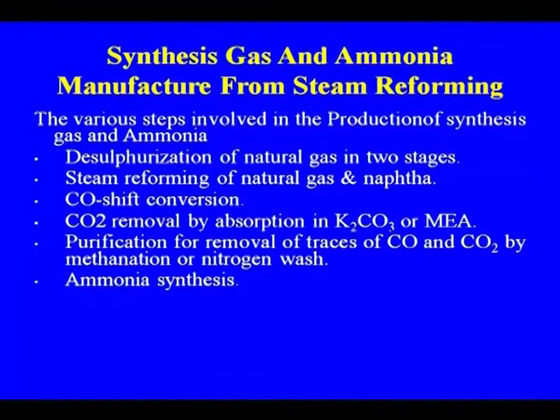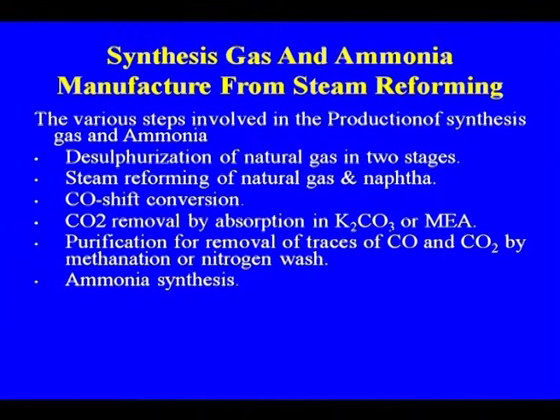The synthesis gas and ammonia are manufactured by steam reforming or partial oxidation, whichever process we use, depending upon the feedstock. The various steps involved in the production of synthesis gas are desulfurization of the natural gas or naphtha, and even in the case of partial oxidation the gas has to be desulfurized before it goes to the subsequent stage. For natural gas or naphtha, desulfurization has to be done, because a 5 ppm level of sulfur is required.